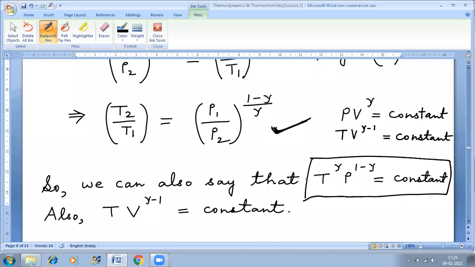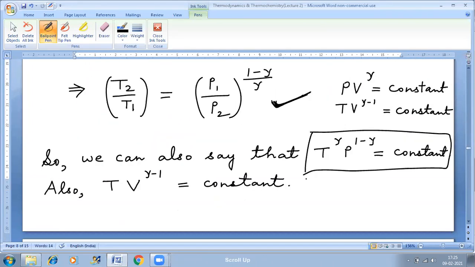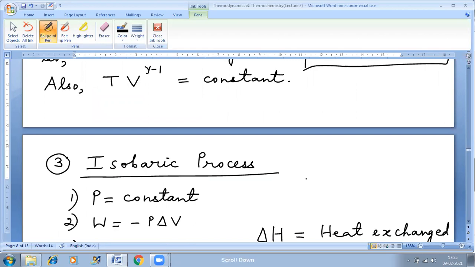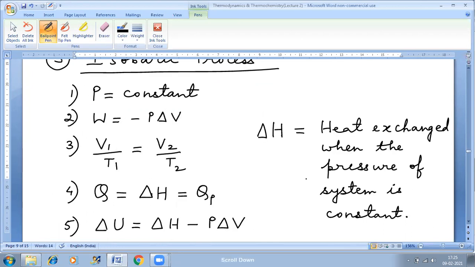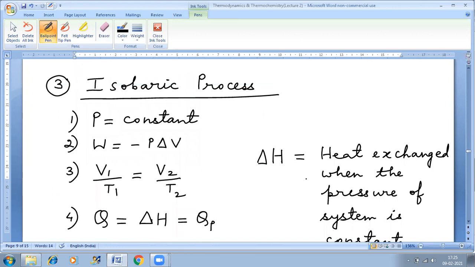So these three relations you must remember. For what? For a reversible adiabatic process. Next, isobaric process. So isobaric process is a process where pressure is constant and the work done is given as minus P delta V because P is constant.